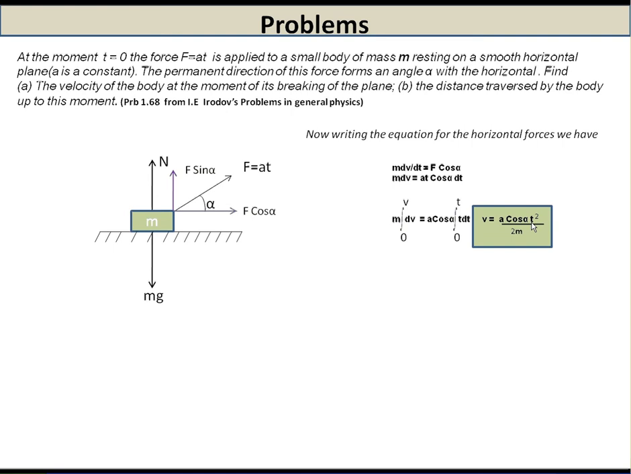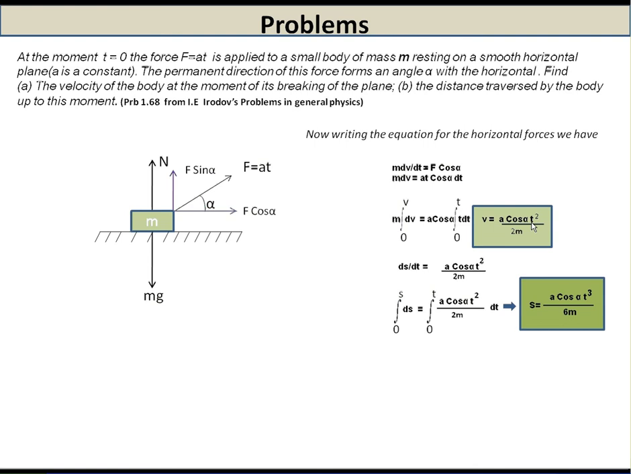Similarly, we can find the distance traversed s in terms of t. If we solve this equation, v we can replace by ds/dt, and we have this. Solving this we get s. So we have found both v and s in terms of t. Now we have to find the time t when the body breaks off from this horizontal surface.